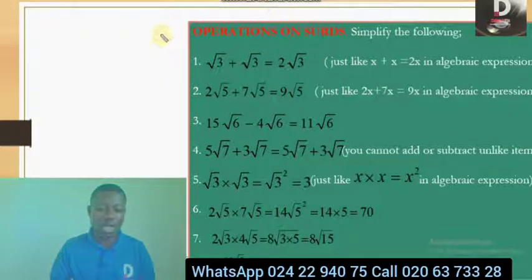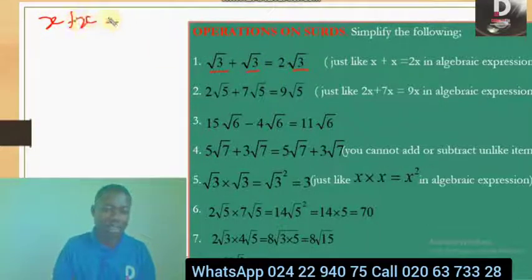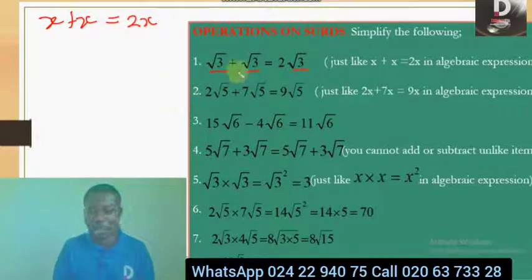Okay, so let's look at the process, the operations itself. Can you see addition? Root 3 plus root 3. The answer is 2 root 3. Like I said, when you have x plus x, what is the answer? 2x. In the same manner, see them as variables. Root 3 plus root 3 is 2 root 3. That's all. Just like algebra.